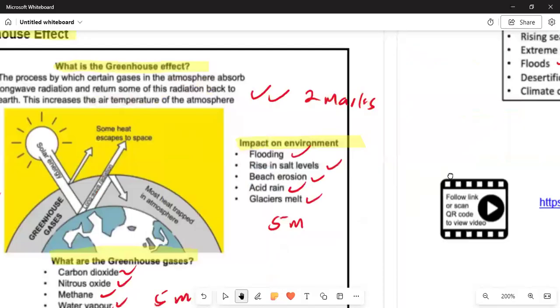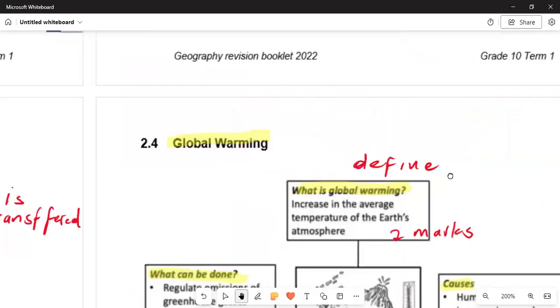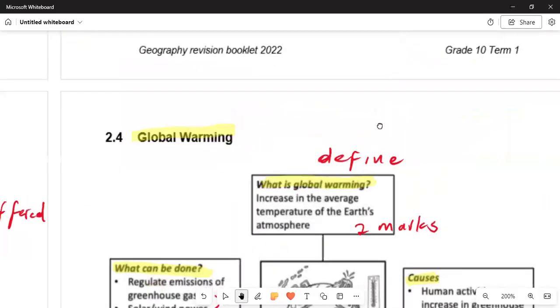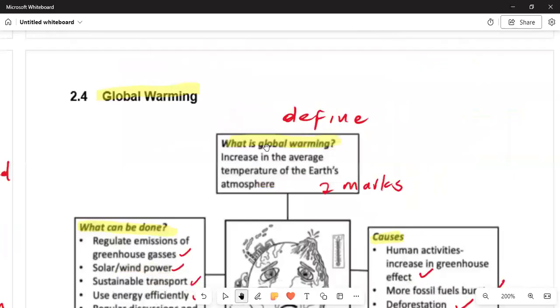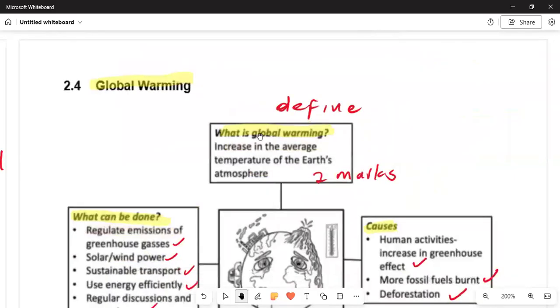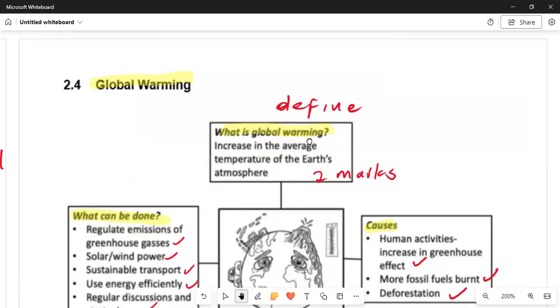Right? And if we are moving on again, we now talk about global warming. Remember that we have been talking about global warming, and today we are again talking about global warming. What is global warming? You can be asked to define global warming. Here we are going to say this is an increase in the average temperatures of the Earth's atmosphere. That is for 2 marks.